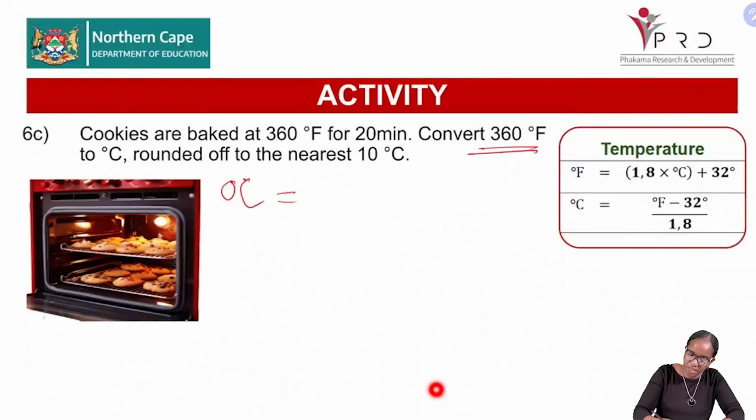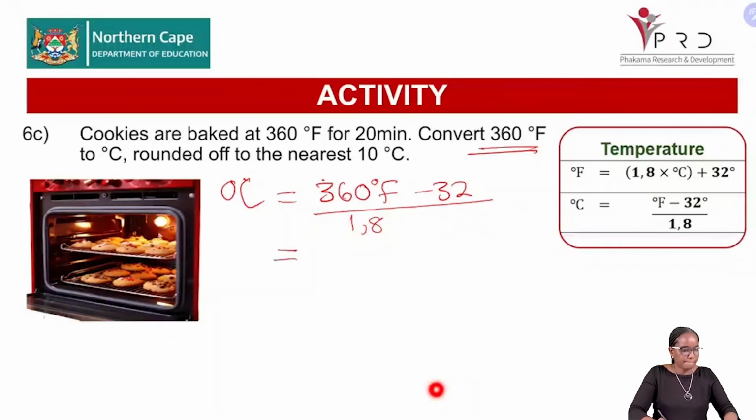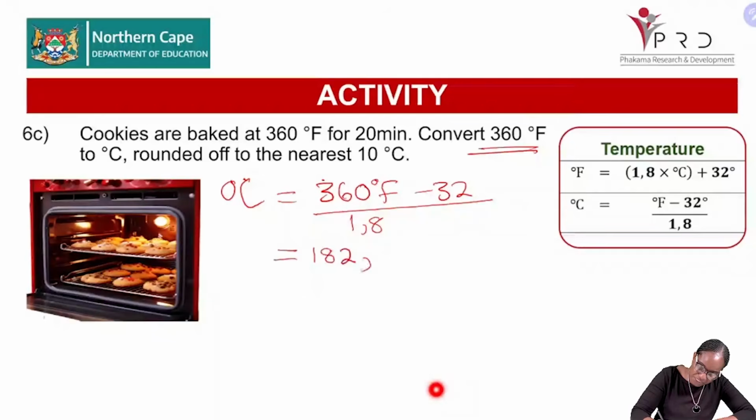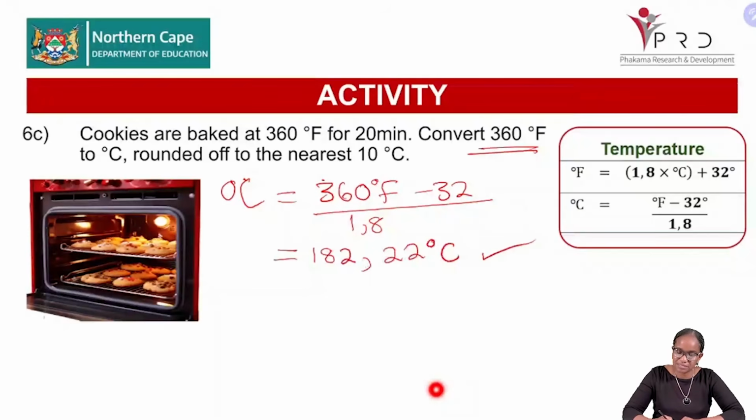We use our formula. 360 degrees Fahrenheit, subtract 32, all over 1,8. What are we going to get, class? We are getting 182.22 degrees Celsius. This is our first answer. We have converted. We've answered the first question. Now let's go to the second question.